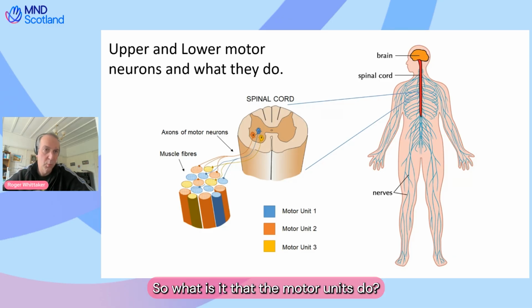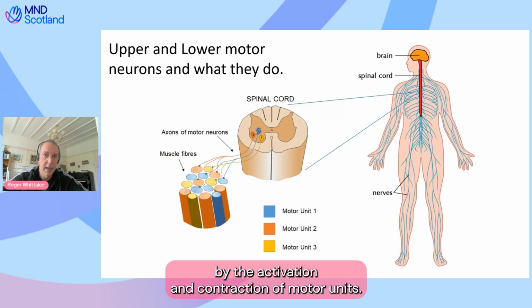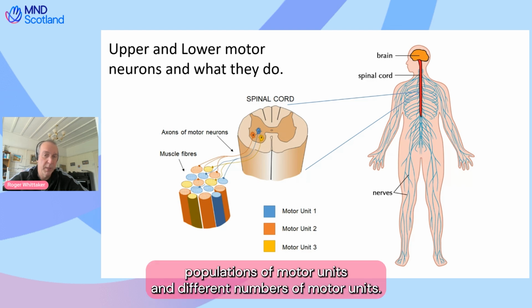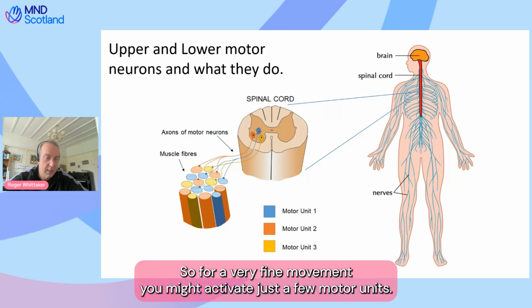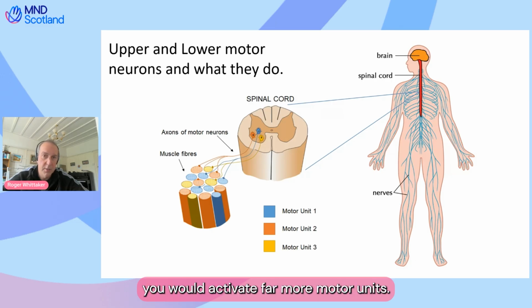So what is it that the motor units do? Well, any movement that you make is ultimately made by the activation and contraction of motor units. And depending on the movement that you make, you will activate different populations of motor units and different numbers of motor units. So for a very fine movement, you might activate just a few motor units, but for a very powerful movement like picking up a heavy weight, you would activate far more motor units.